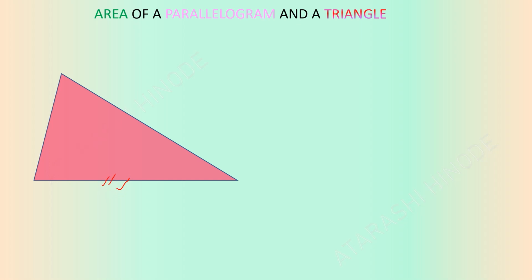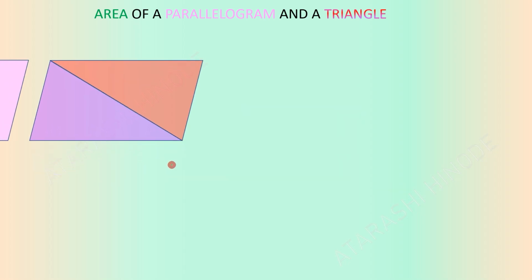Next, I am going to place both the triangles in such a way that their corresponding sides are joined like this. Here, these two sides are one pair of corresponding sides of these two triangles. Here you can see the figure thus formed is a parallelogram.